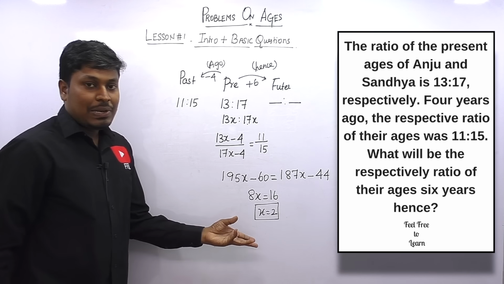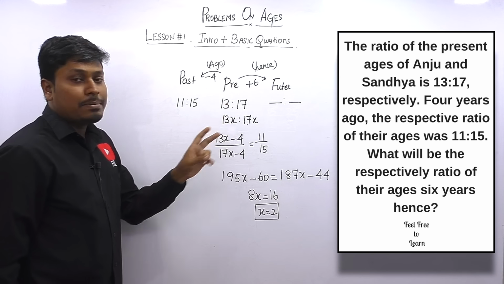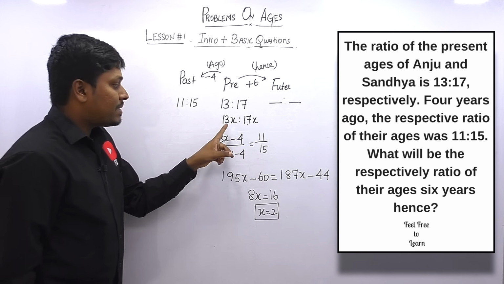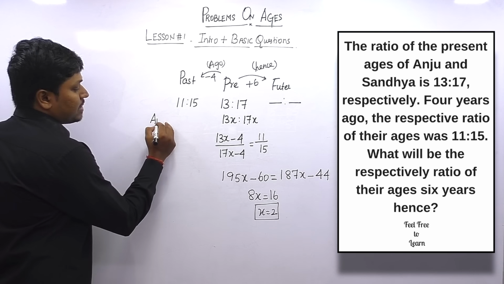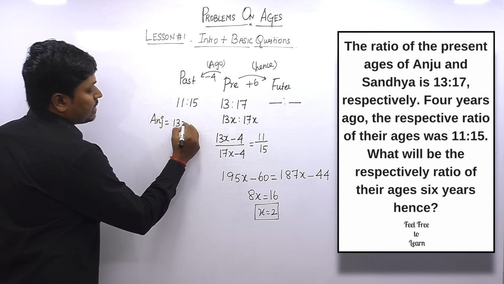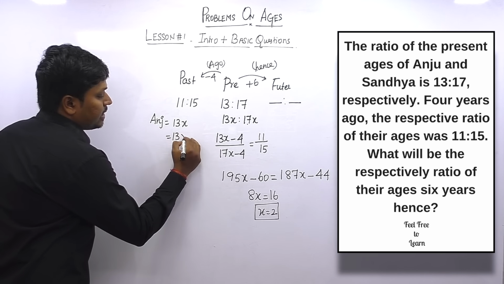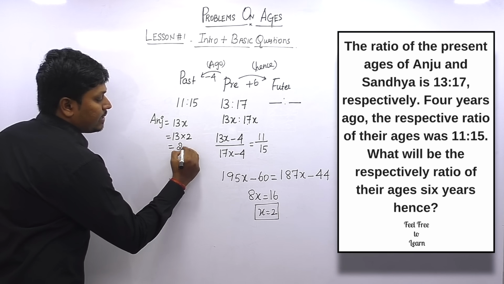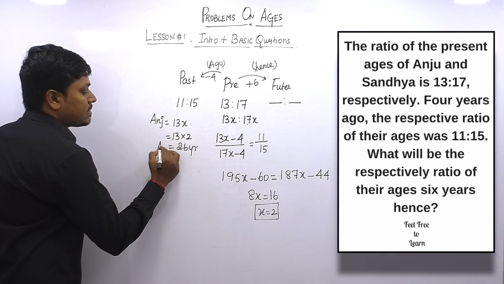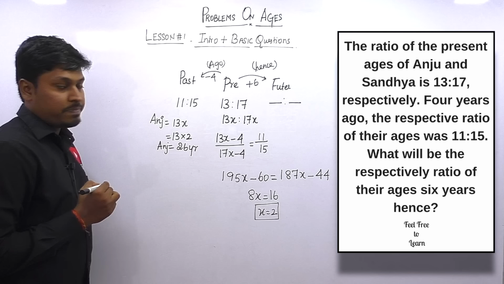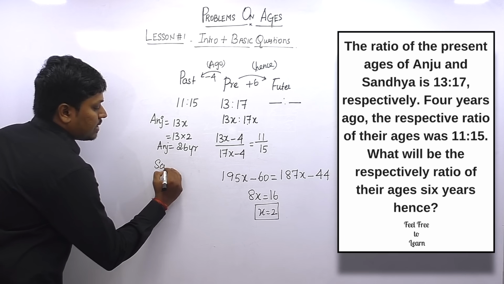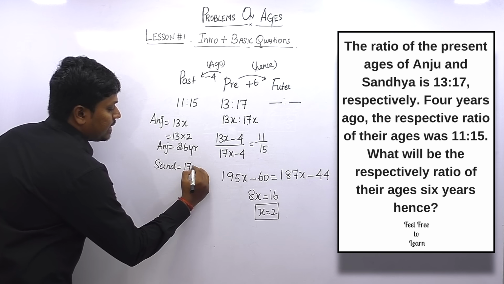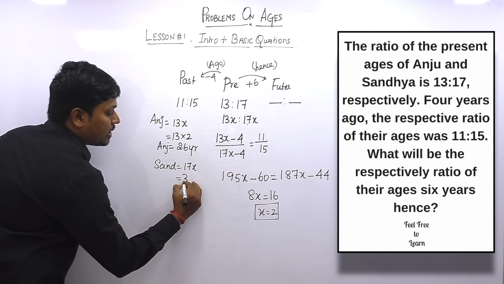Once you find the value of x, we can easily find the present ages of the two persons, because the present ages we assumed as 13x and 17x. So the first person Anju's present age will be 13x. This can be written as 13 into 2, which is 26. So 26 years will be Anju's age. And the second person Sandhya, we know 17x. So Sandhya's present age will be 17x, so 17 into 2 will be 34 years.